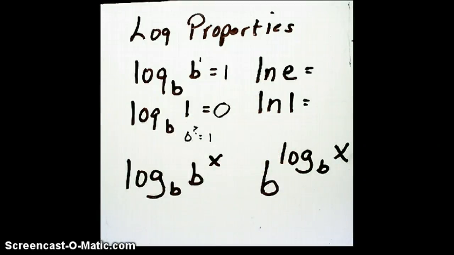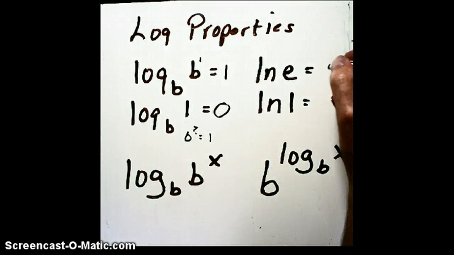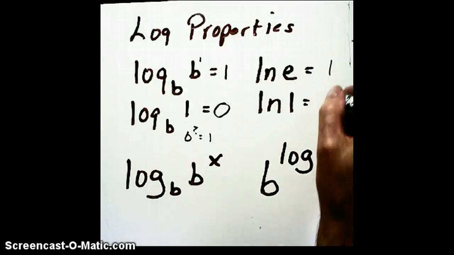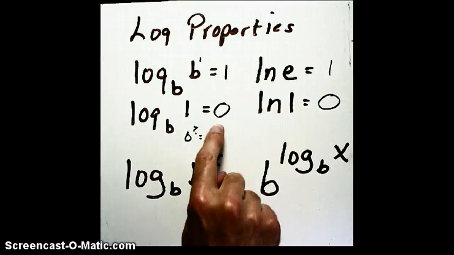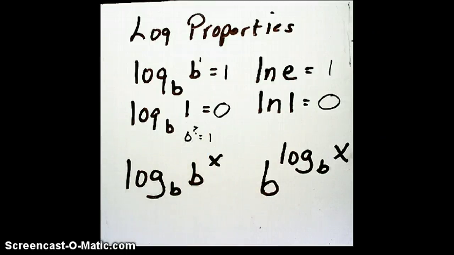Okay? Now the same thing's true over here. Ln of e, or log base e of e, that's 1. And ln of 1 is 0. We know that's true because it's true over here. And that is a particular example.